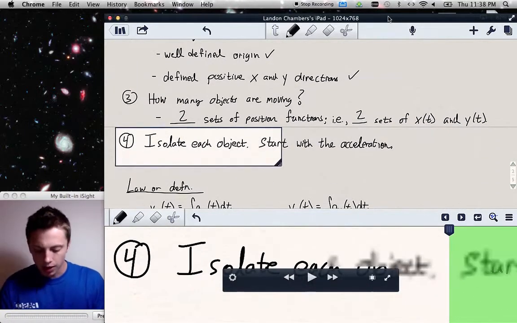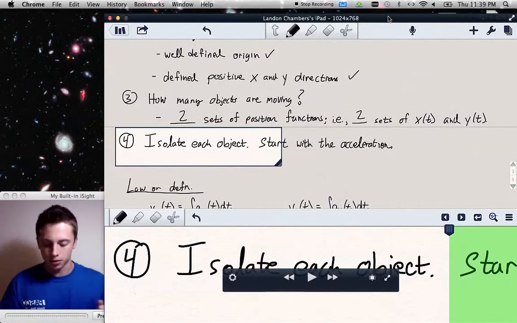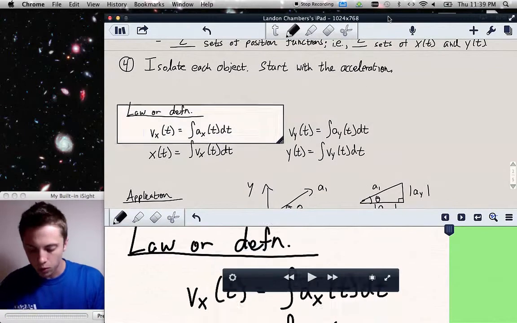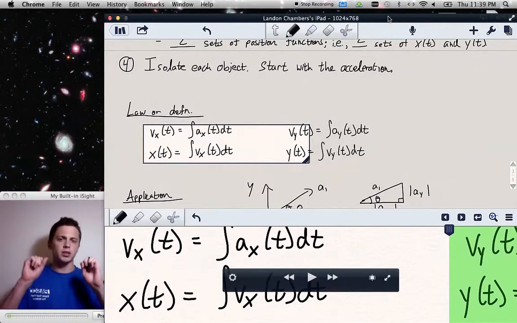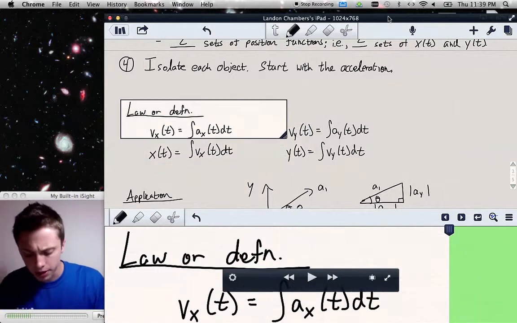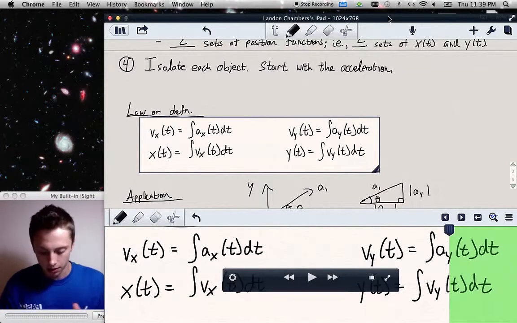Okay? And now to start the mathematics of the problem, we isolate each object, in this problem being the car and the drone, and we start with their accelerations and obtain their position functions through integration. In the format of the test, the test questions will be formatted so we have a law and definition, application, and result. Under the law and definition section, we put that we know the accelerations, which are given to us in the statement of the problem. Make sure you reread it if you did not realize that, okay?